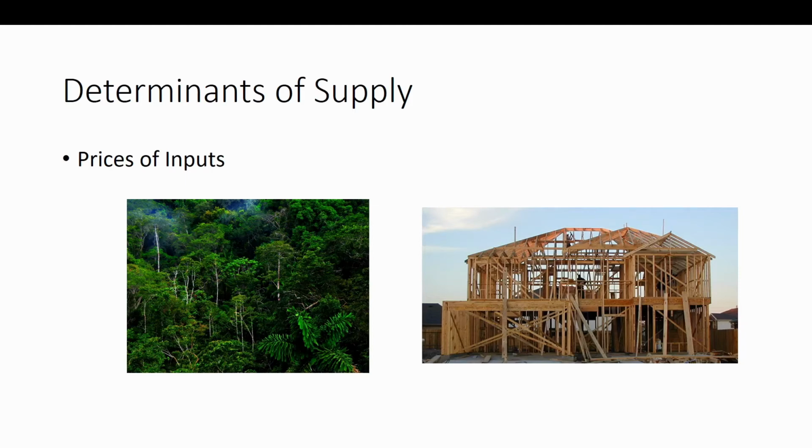Okay, so the price of wood has become more expensive, and therefore the supply of new houses, new construction, other things that require 2x4s has decreased. Okay, if the price of an input goes up, supply is going to decrease. If the price of an input goes down, it's going to lead to an increase in supply. If it was cheaper to build houses, then we would build more houses.